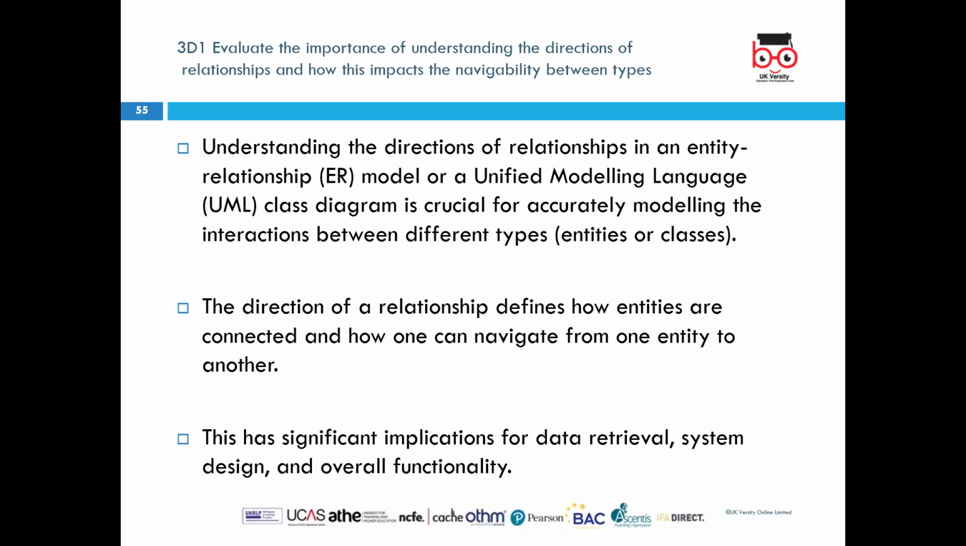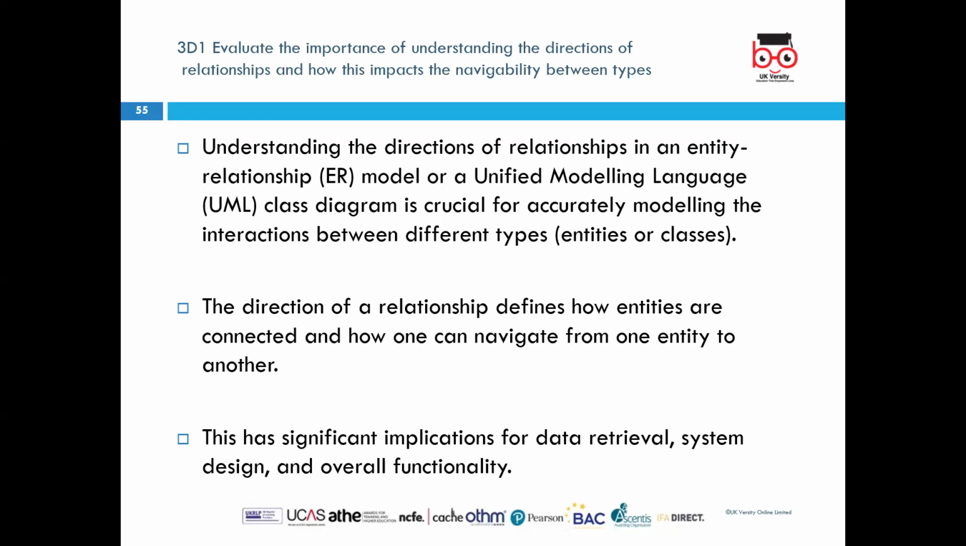So we now come to our distinction activity. We're now going to evaluate the importance of understanding the direction of relationship and how this impacted the navigability between types. So what do we mean by evaluating and understanding the direction of relationship?